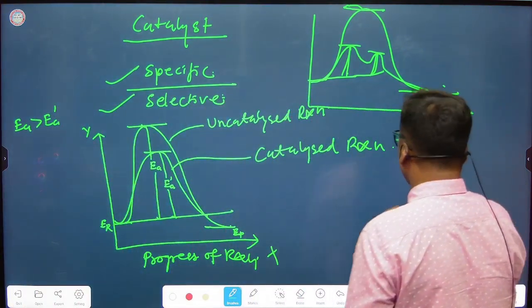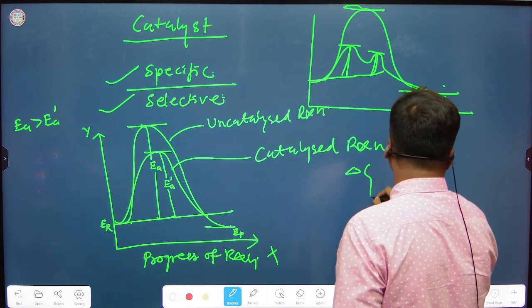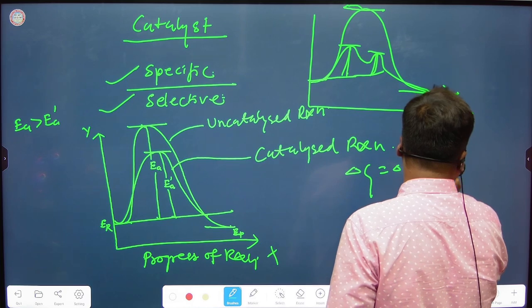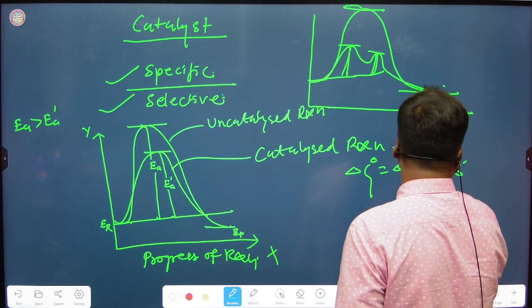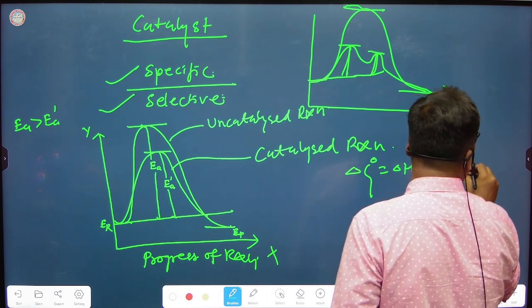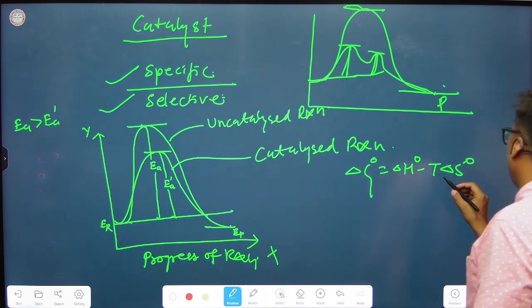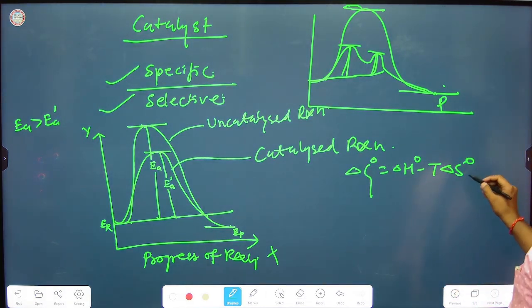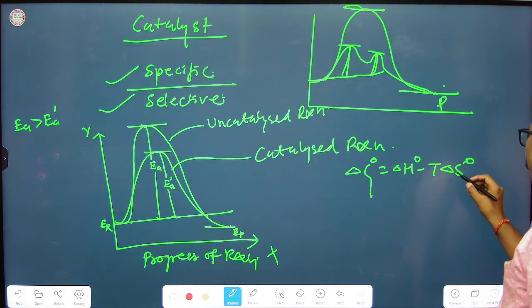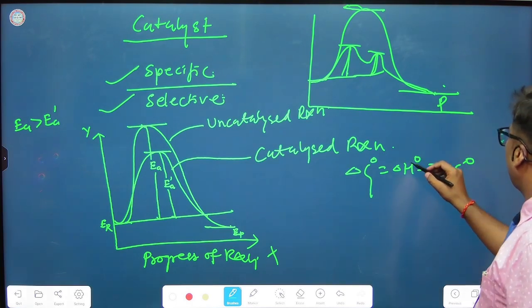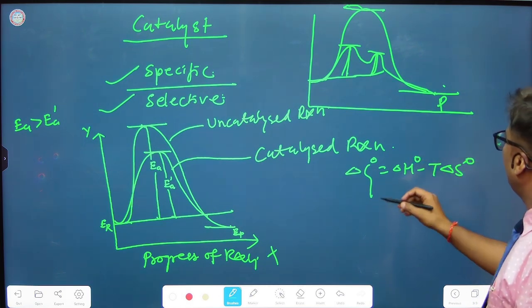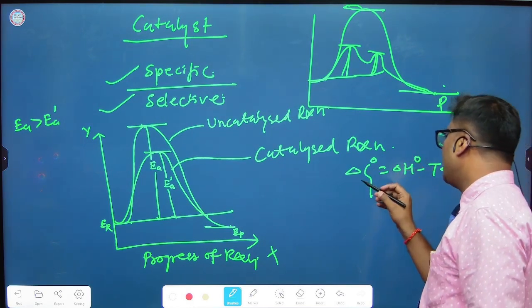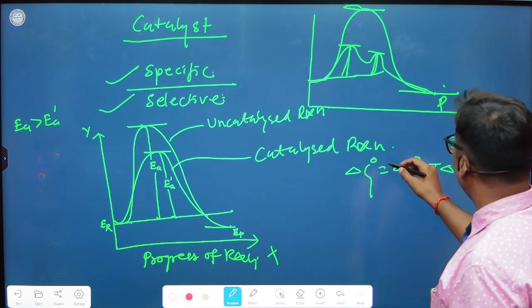For any reaction, as you know, delta G is equal to delta H minus T delta S. At standard state, delta G naught. T is the absolute temperature. Delta S naught is the change in entropy at standard state. Delta H naught indicates the change in enthalpy of the reaction at standard state, and delta G naught indicates the change in Gibbs free energy at standard state.